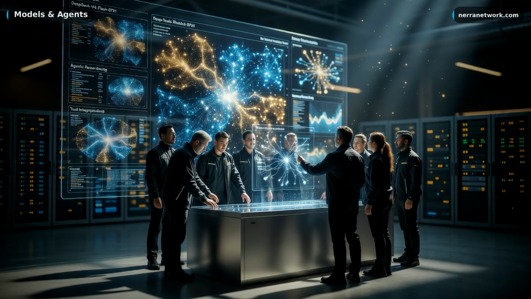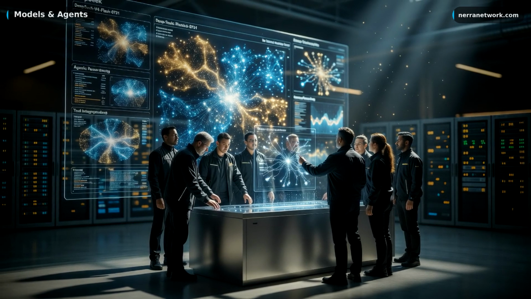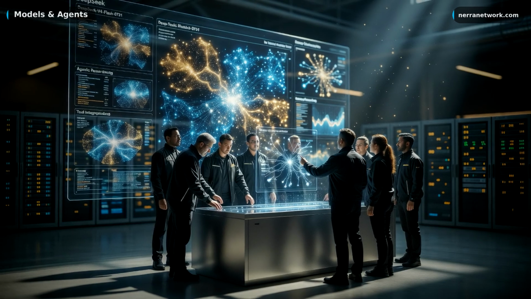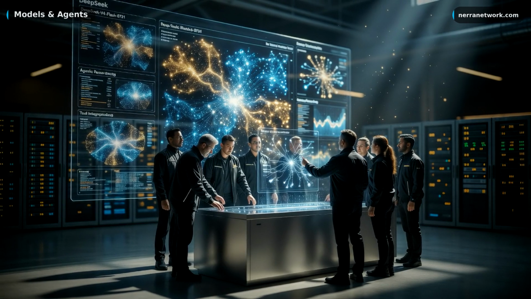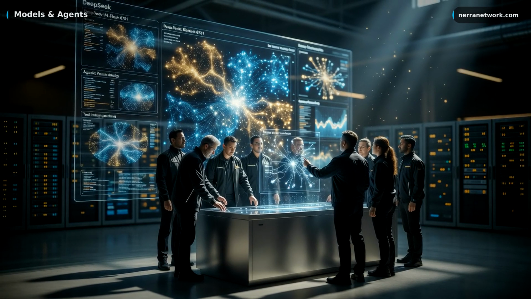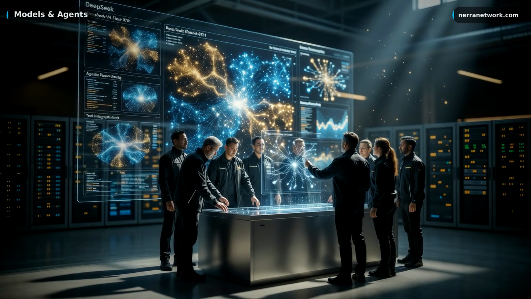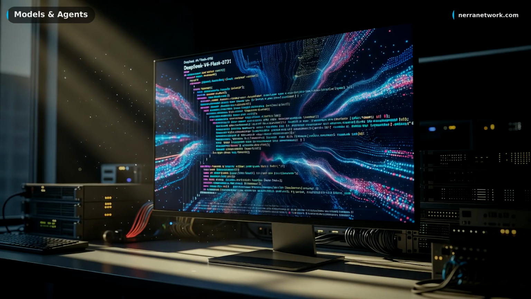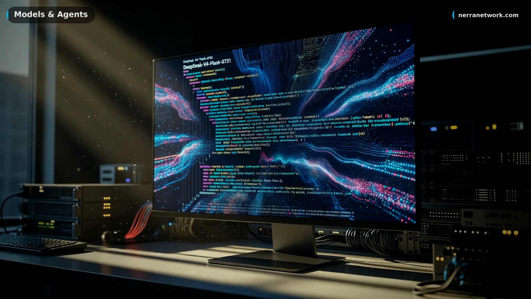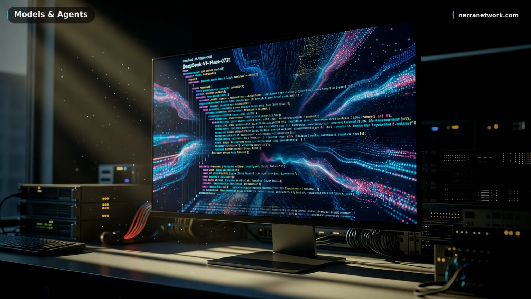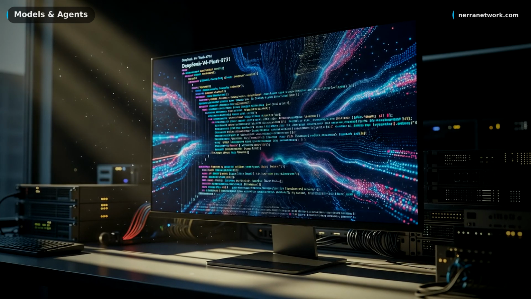Simon Willison reports that the 304 billion parameter DeepSeek-V4-Flash-0731 model, 167 gigabytes on Hugging Face, ranks ahead of MiniMax M3 on artificial analysis charts. It charges 14 cents per million input tokens and 27 cents per million output tokens.